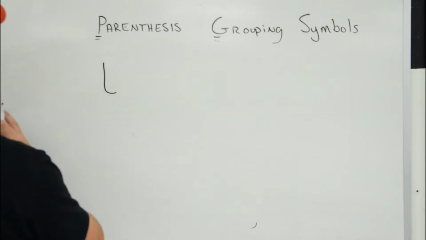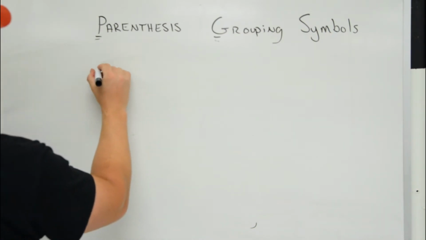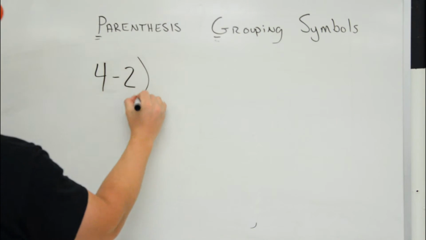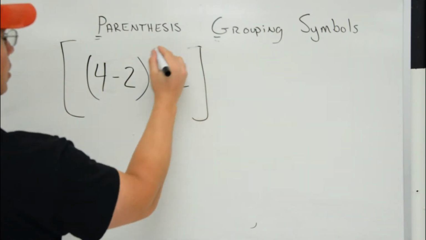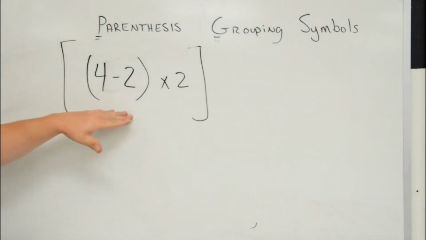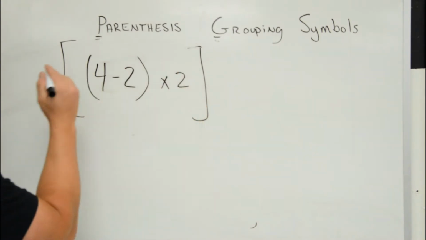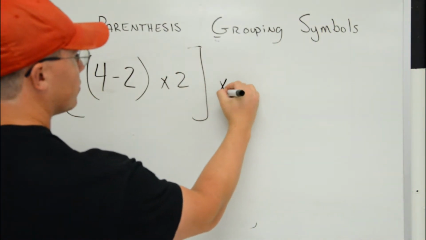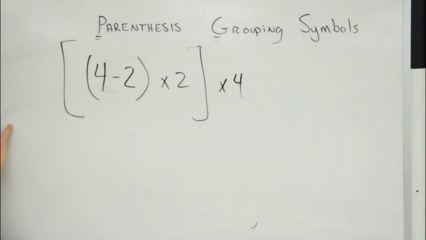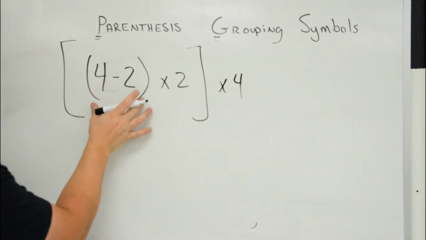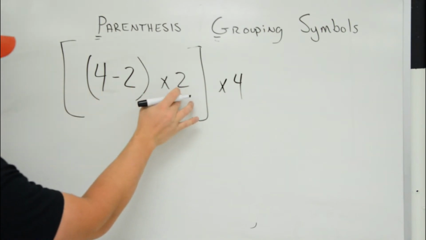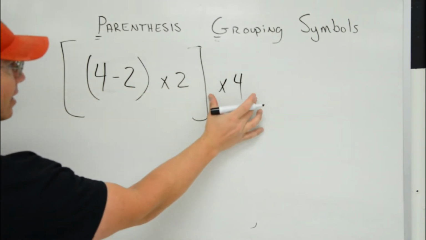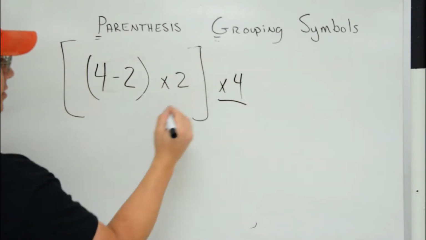So what if brackets first. Well, what if we draw it like this? We still do the inner first, which is going to be our parentheses. Now this is in brackets, and I'll even go out there, okay? So now we have a problem. We have a 4 minus 2 in parentheses. Now in our brackets, we got the parentheses and then multiply by 2. And then on the outside of our grouping symbols, we have times 4.